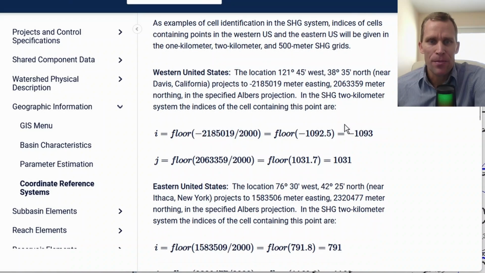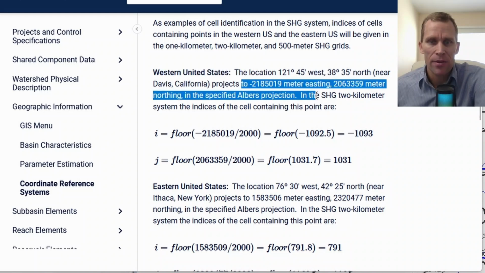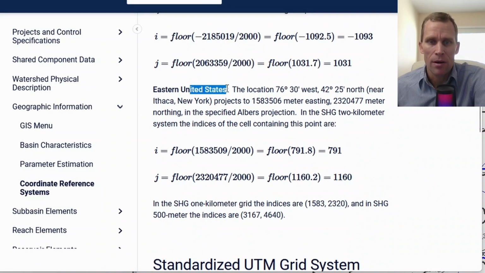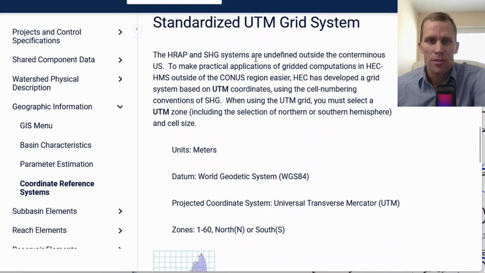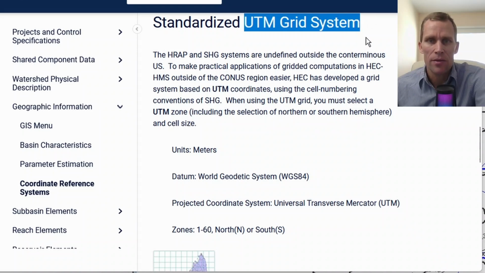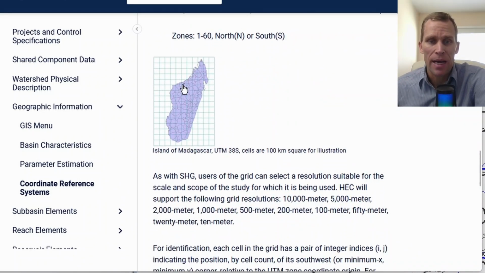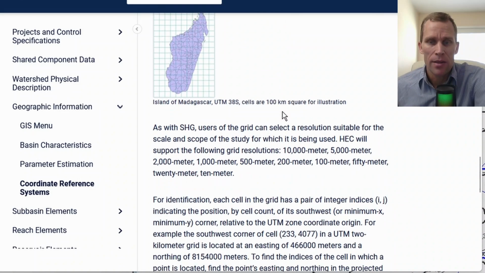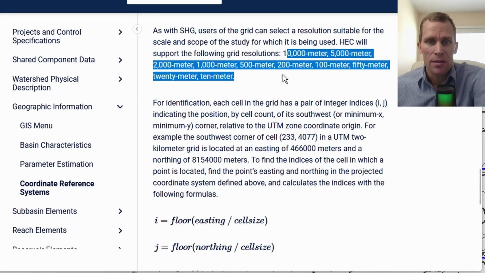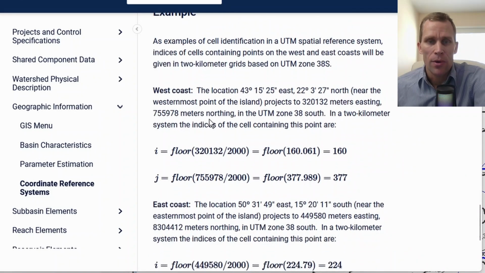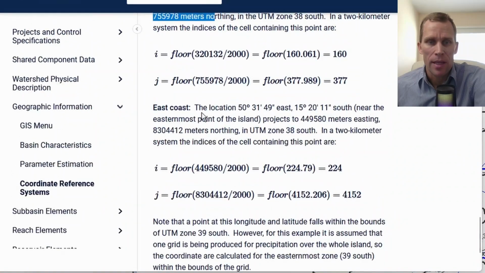After that, it provides a couple examples here. Here's one West Coast example where it provides what would be the northing and easting values, and then how that converts to an IJ coordinate system, with a second example here on the East Coast. All right, after that, it talks about the UTM grid system, which is the second of the two coordinate systems. And just like before, it gives you some basic information about units and datum, as well as an example. This example is for the island of Madagascar. So by all means, go ahead and read up on that. The cell size range is still the same. And there's also an example on calculating the I and J from both the west coast of the island and after that, the east coast of the island.